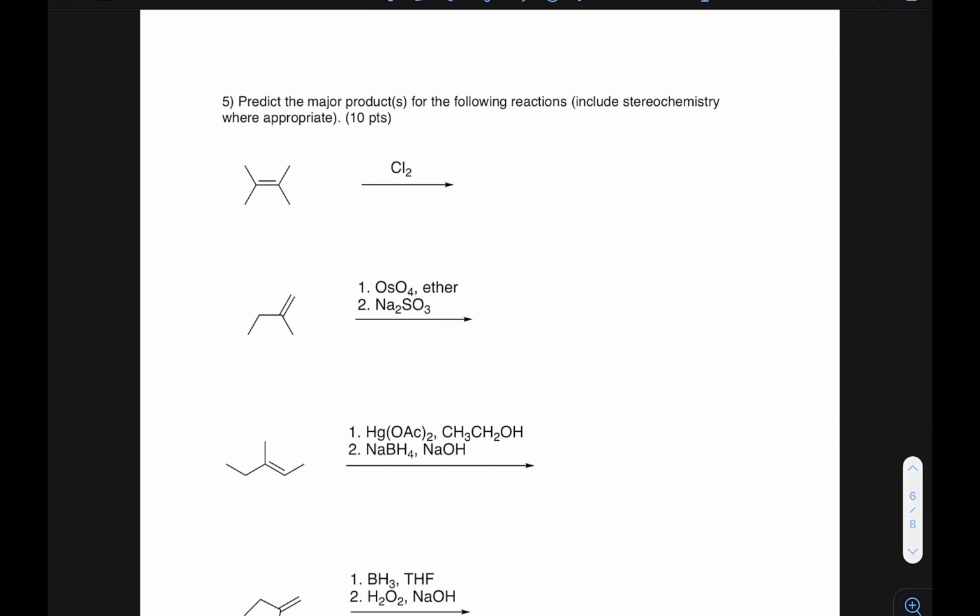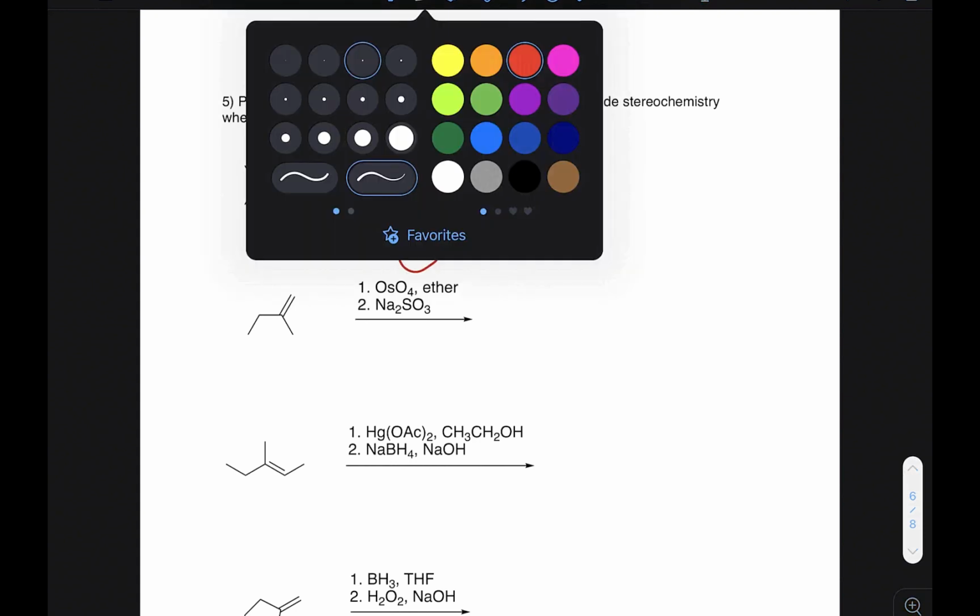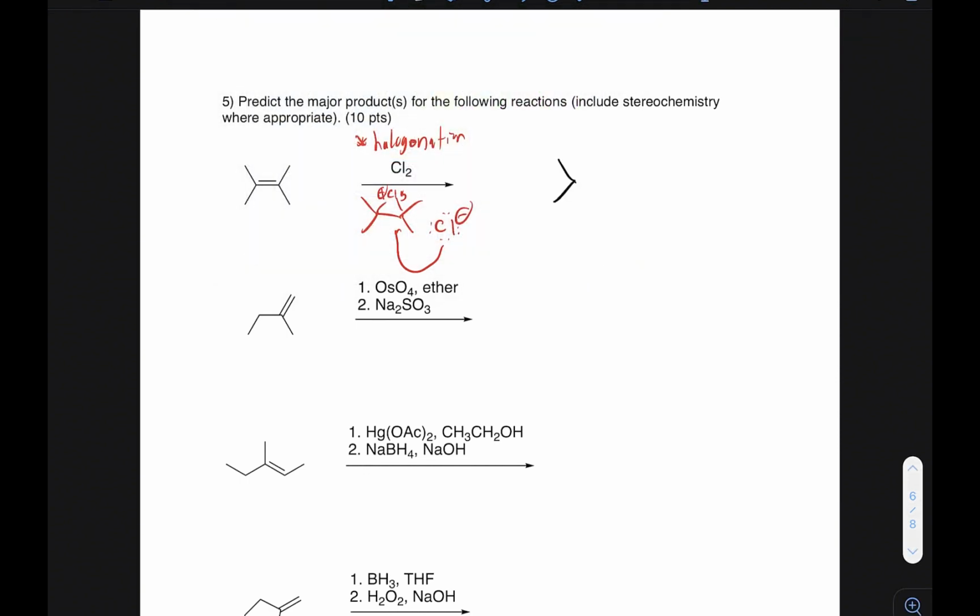Right, so for this first one here, we have this halogenation reaction, where essentially we're adding that chlorine across a double bond, forming an intermediate first, that chloronium intermediate, and that other equivalent of chlorine comes in and breaks open that bond to get us our final product.